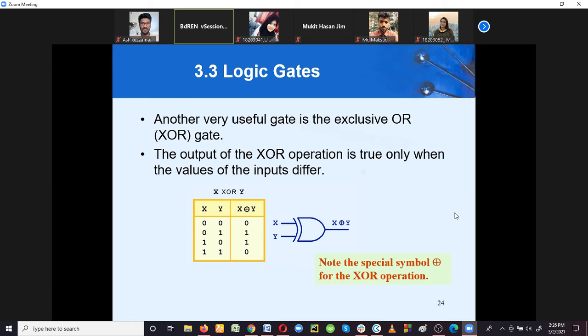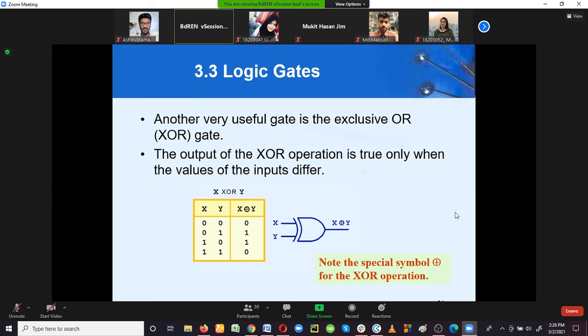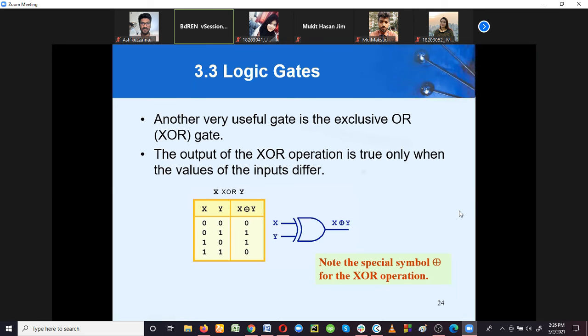So here the x value is 0, the y value is 0. Both are the same, that's why the output is 0. Here the x value is 1, the y value is 1. Both are the same, that's why the output is 0. So this is the logic of the XOR gate, or exclusive OR gate. If we give both inputs the same, the output will be 0. Otherwise, if they differ, the output will be 1.